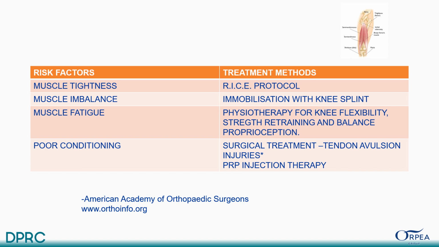Risk factors and treatment methods. Mainly the risk factors are muscle tightness, muscle imbalance, muscle fatigue, poor conditioning. Treatment methods: RICE protocol, immobilization with a knee splint, physiotherapy for knee flexibility, strength retraining and balance and proprioception. If the above fail, surgical treatment, that is for tendon avulsion injuries, or PRP injection therapy.